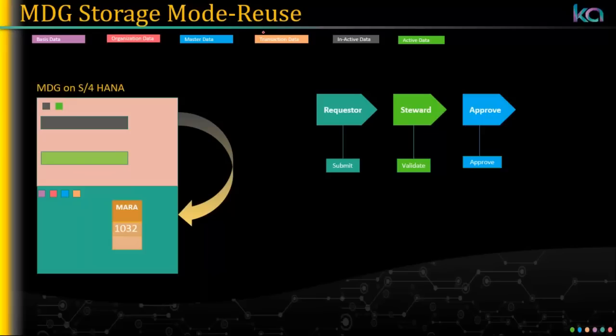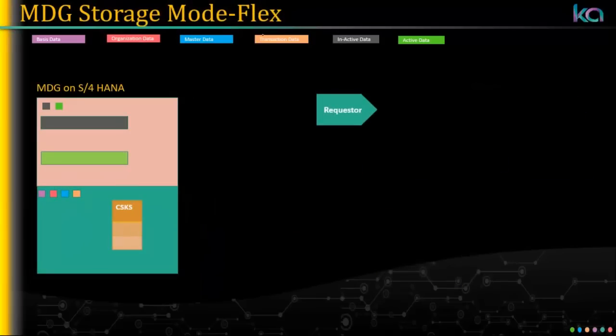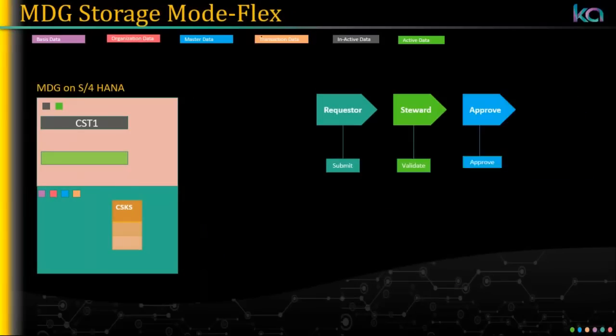But if it is flex storage mode, after approval, the data will move from the inactive area of MDG to the active area of MDG, and from the active area of MDG again to the ECC table or S4HANA table called CSKS.